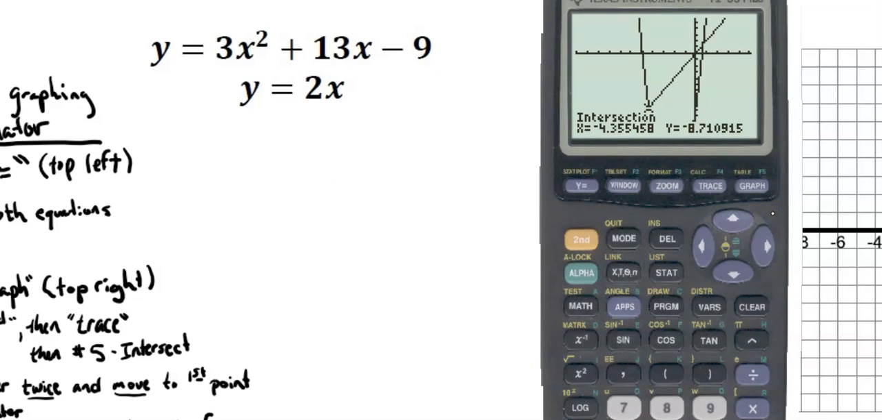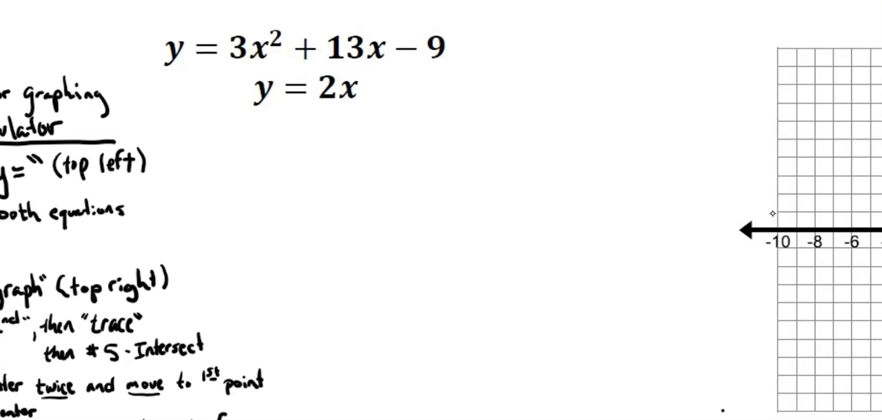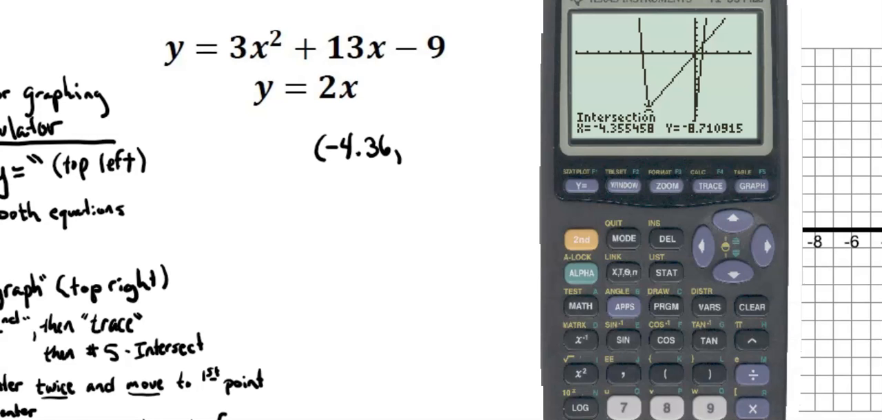And so then it tells me the intersection is at negative 4.355 and negative 8.71. So let's round to the hundredths place. So that'd be negative 4.36 and negative 8.71.